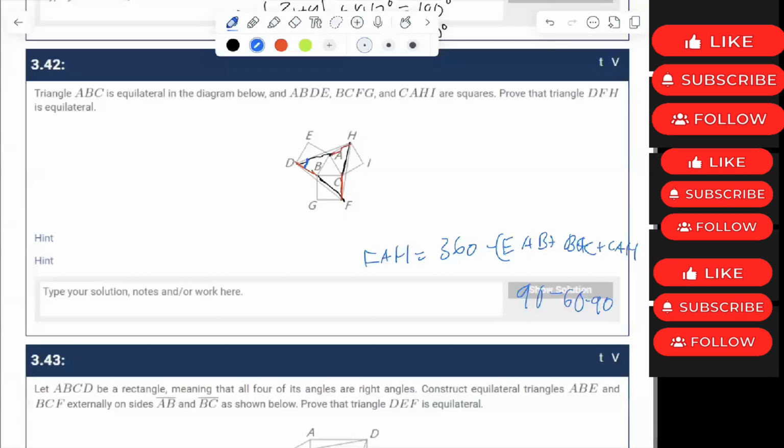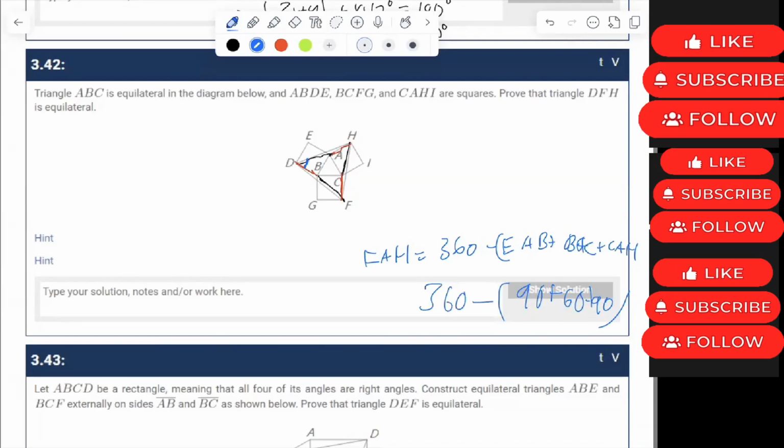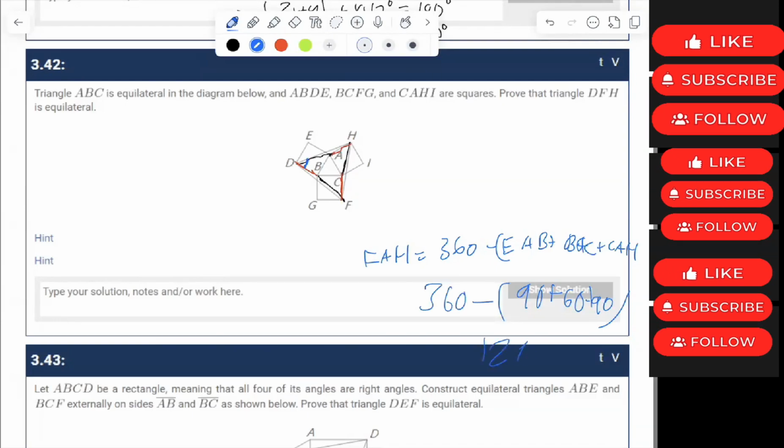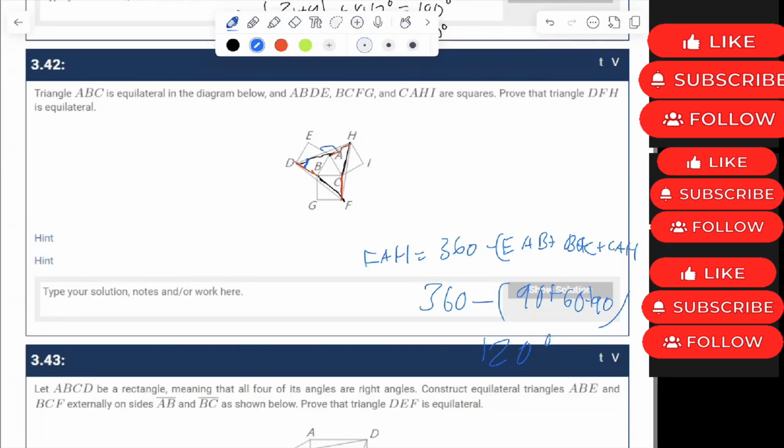Now what else can we derive from here? This just follows to be 120 degrees. This is 120. Looks like a good angle, right? That's like a 60-degree angle. And what can we relate now?